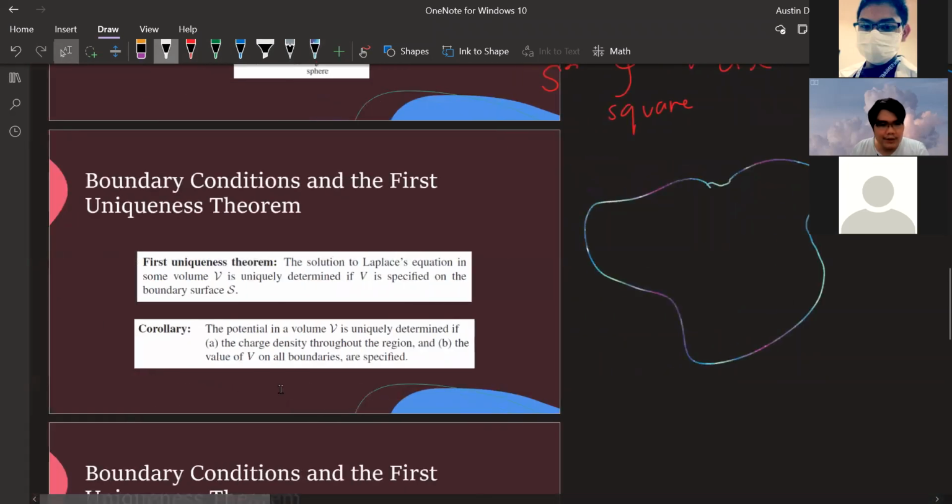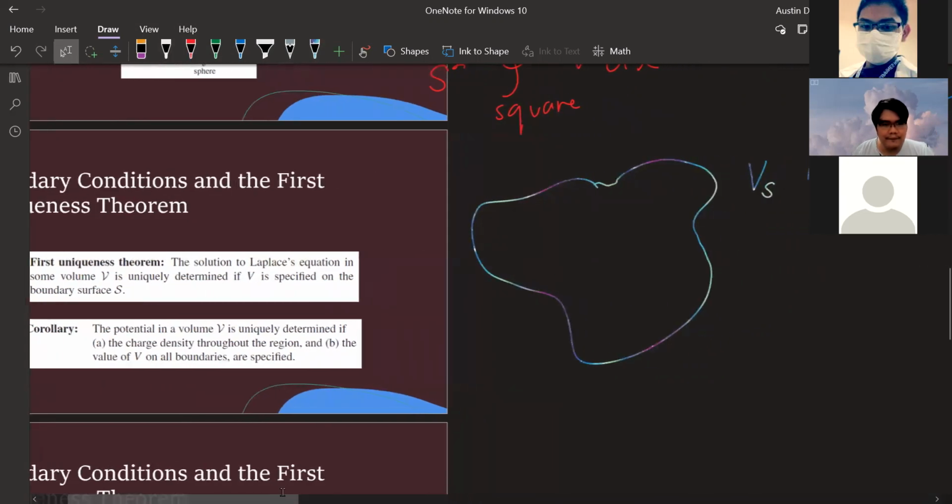Now, what I want to do is to prove this by disproving it. So, sabihin ko hindi unique yung sagot. Sabihin natin yung sagot dito dalawa, V1 at V2. So, suppose we disprove this uniqueness theorem by saying that the potential inside can be two different things. That is V1, V2. Okay?